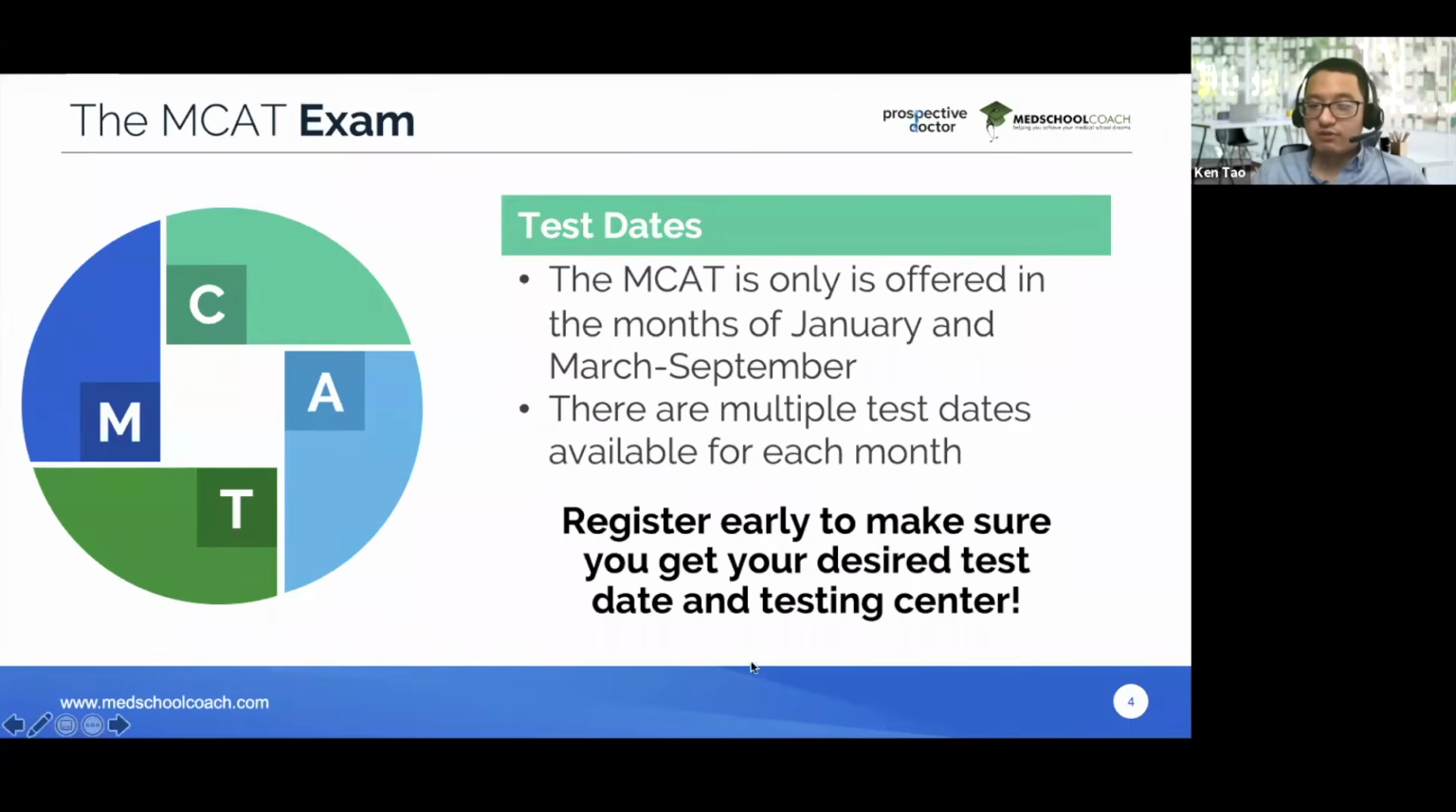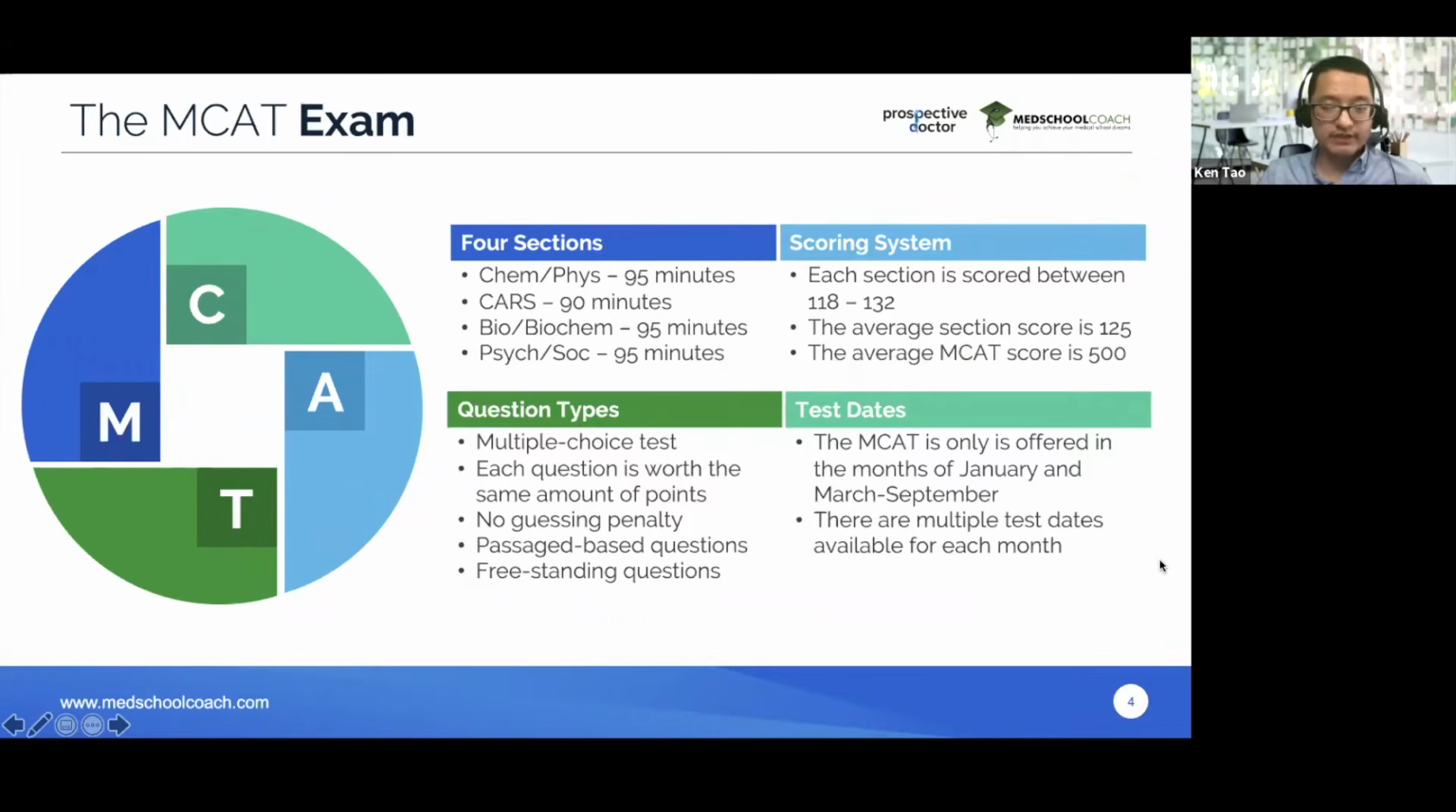For those of you wondering when registration is going to open for 2021 test dates, there are 2 rounds of registration. The first round opens around mid-October. This is for spring 2021 test dates. For those of you planning on taking the MCAT next summer, 2021, registration for those test dates will open in February. All right, so hopefully that gives you some idea of the general format of the exam.